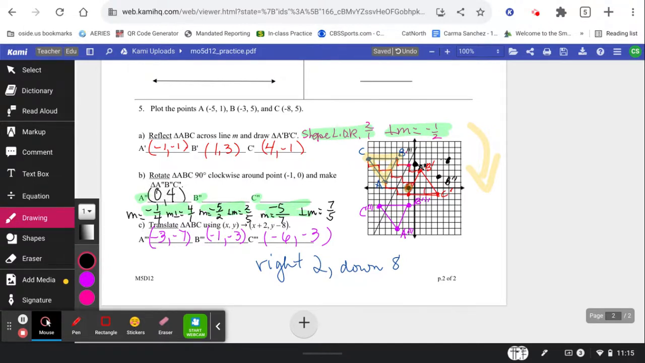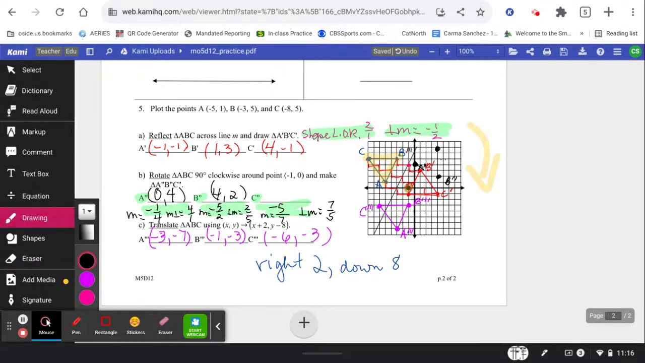B, down 5, right 2. Up 2, right 1, 2, 5. So that one looks good. B double prime is going to be at 1, 2, 3, 4, up 2. And then C goes down 1, 2, 3, 4, 5, and right 1, 2, 7. So up 7, 1, 2, 3, 4, 5, 6, 7. Here's the error, over 1, 2, 3, 4, 5. Okay, so I put point C in the wrong spot.